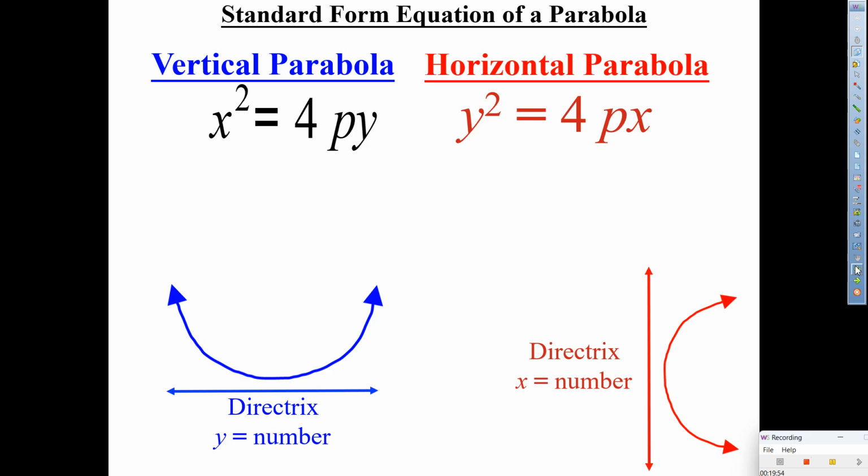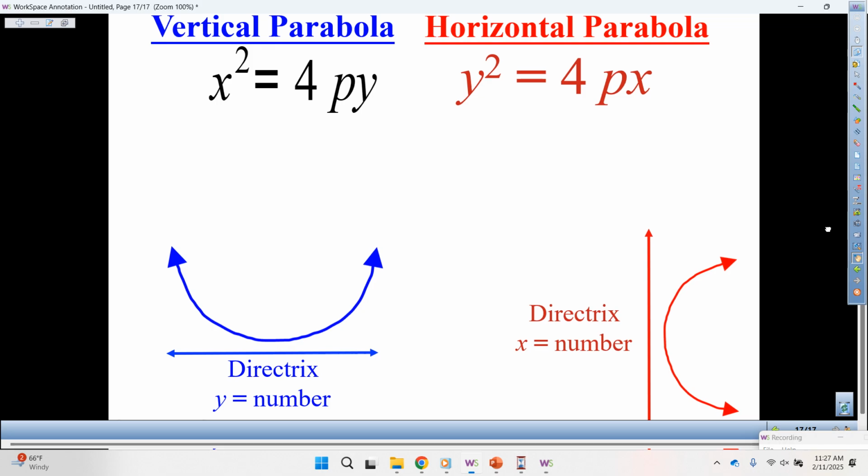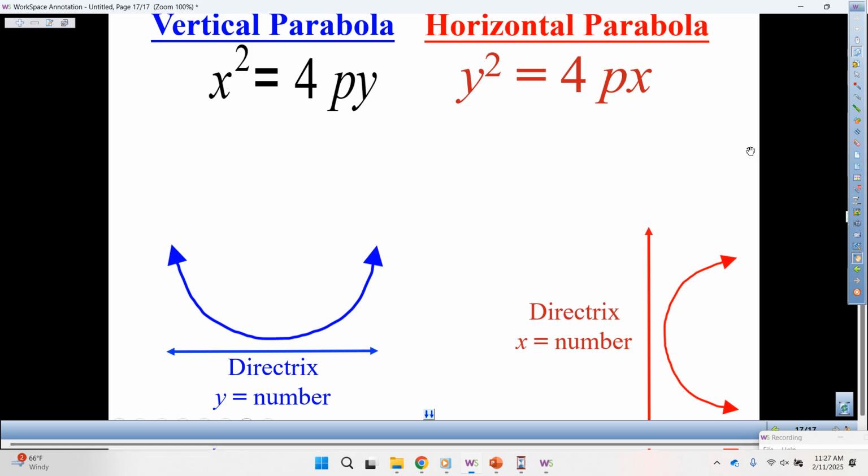All right. So, horizontal parabola, vertical parabola. Now look up really quick. I'm going to show you something. Whenever you have a vertical parabola, we have the x squared by itself. Is that correct? Now check this out: y equals. That's how you know that it's going to be a vertical parabola.